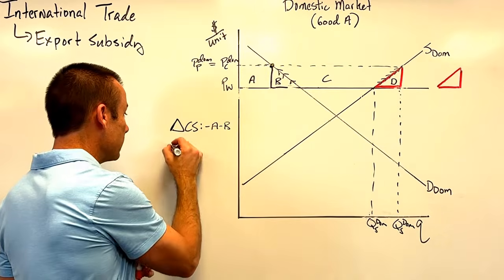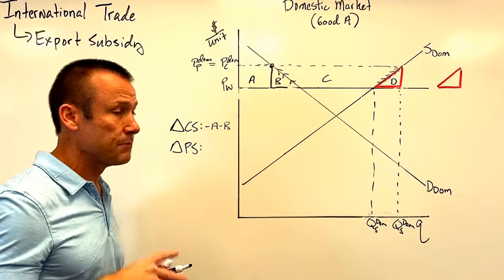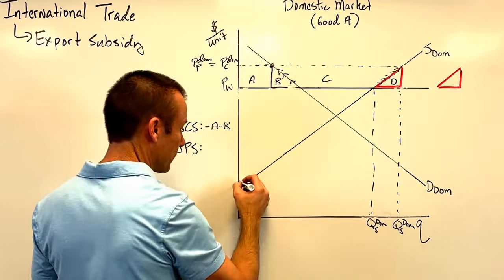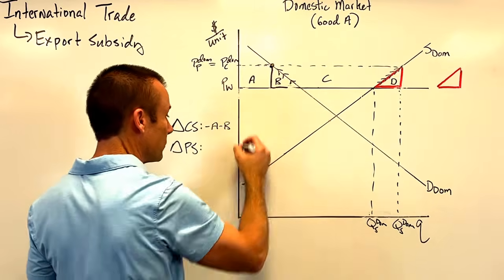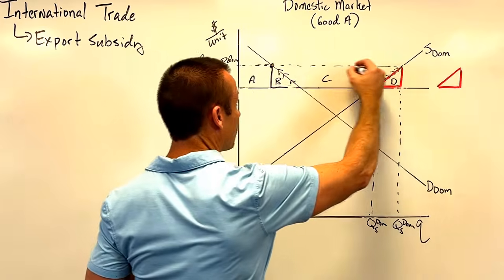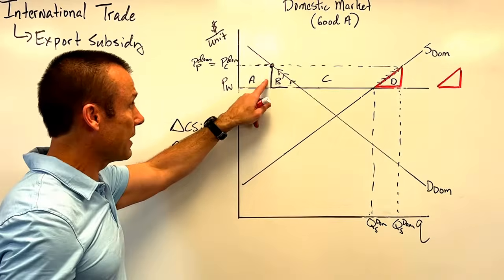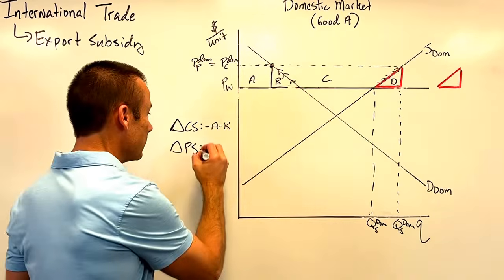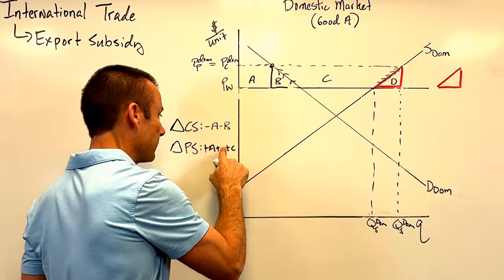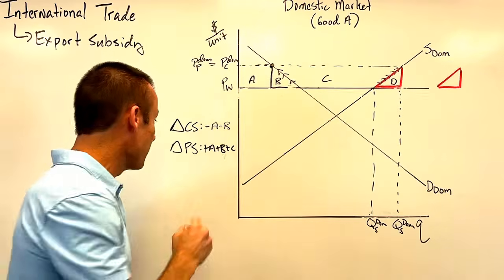Next, let's go ahead and do the delta on producer surplus. This is the domestic producer, okay? For them, this was their producer surplus. See that triangle right there? That was their producer surplus. Their price went up, and when it went up, their surplus went all the way to there and there. So they picked up A, B, and C. So we're going to put plus A, plus B, plus C, all right? Let's try to make that a little clearer. A, B, and C.